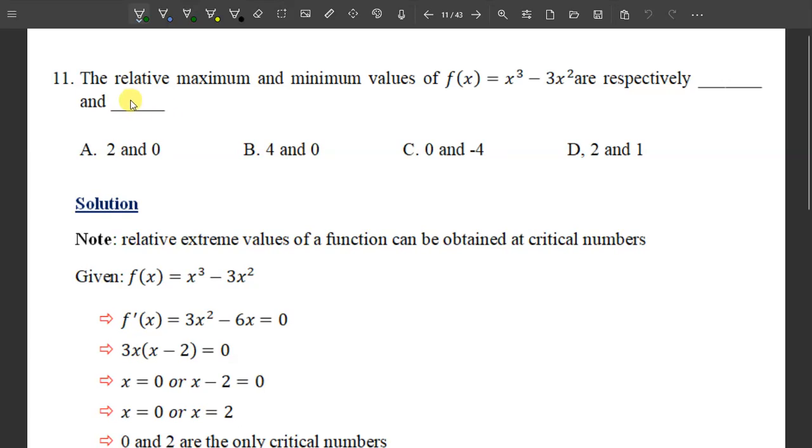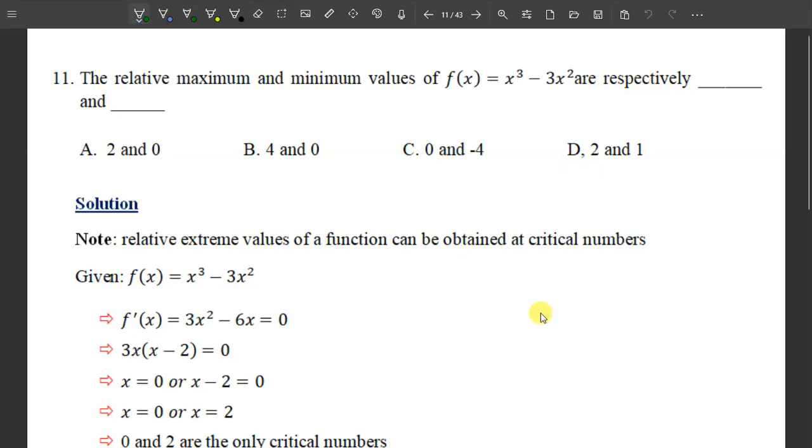Question number 11 says, the relative maximum and minimum values of f of x is equal to x cubed minus 3x squared are respectively dash and dash. That is what the question says. Here, what do you mean by relative maximum or relative minimum? There are two kinds of extremum values. One, relative extremum values. Two, absolute extremum values.